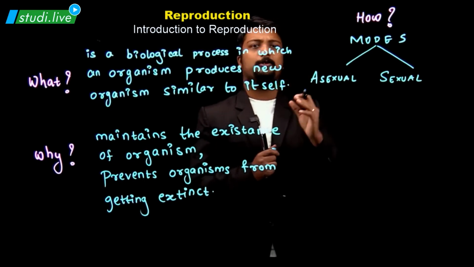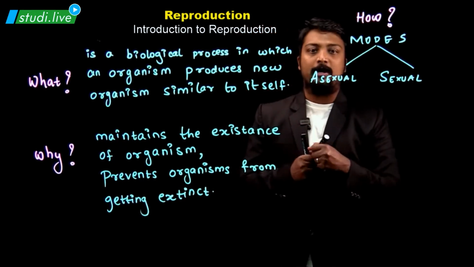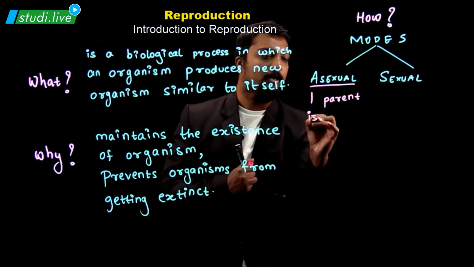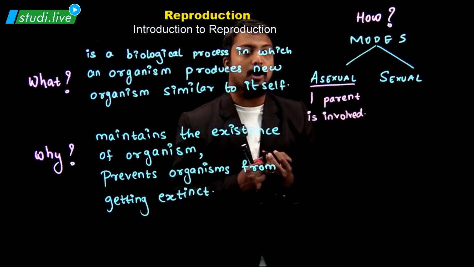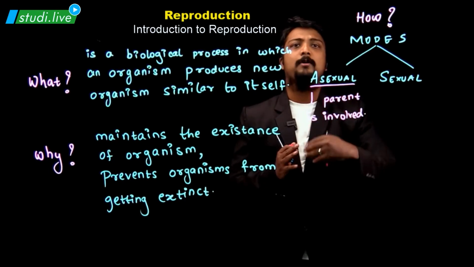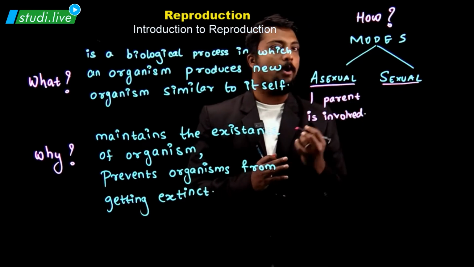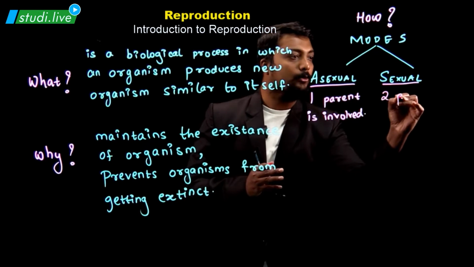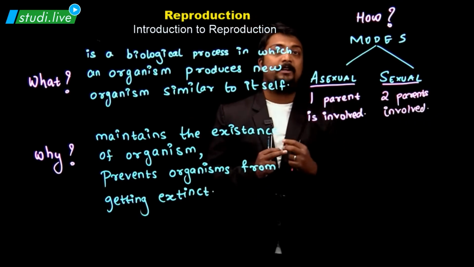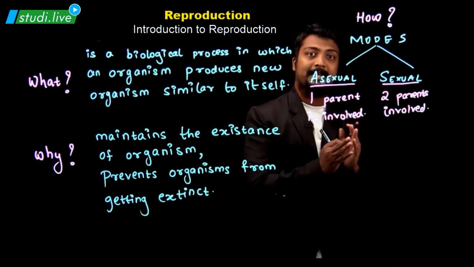So what is the major difference between asexual reproduction and sexual reproduction? Asexual reproduction, in simple words, is where only one parent is involved. That means there is no male or female. There is only one organism, and that organism keeps on producing new organisms. Now, what is sexual reproduction? In sexual reproduction, two parents are involved. Whenever I say two parents, I am talking about two different sexes, male and female. So here there are two sexes, and here there is only one.